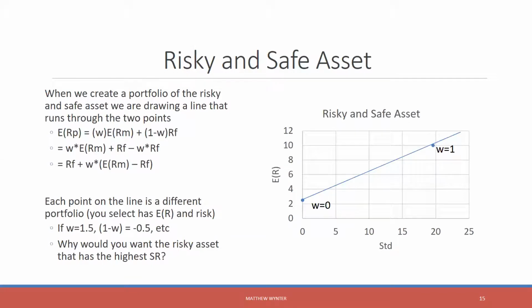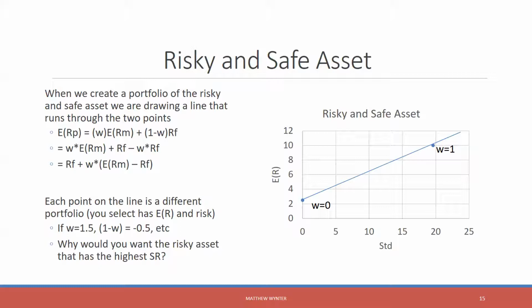So when we create a portfolio of the risky and safe asset, we're drawing a line that runs through the 2 points. That's all the portfolio is. It's a line that runs through the 2 points and actually beyond the 2 points as well. Okay, so what do we have? The expected return for our portfolio will be a function of the expected return for our risky asset, the market, and our safe asset, the risk-free rate. The weights that we put on each determine the expected return for the portfolio.